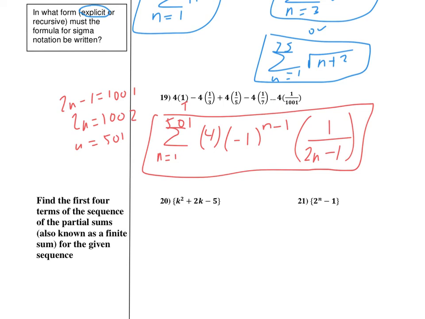So you can check that out. Like I said, that's a really tricky one. I wouldn't expect you guys to get that one, but if you check it out, it does all work. So the 4 stays the same. The -1 to the n minus 1 gives you the positives and negatives. And then the 1 over 2n minus 1 gives you the fractions.